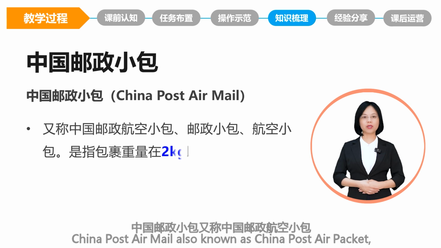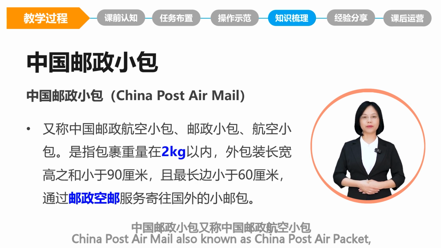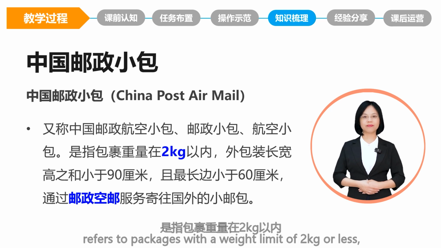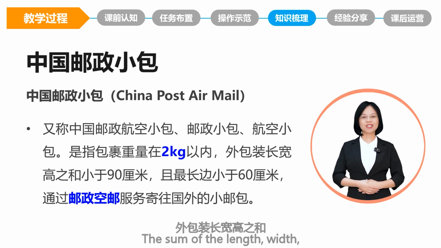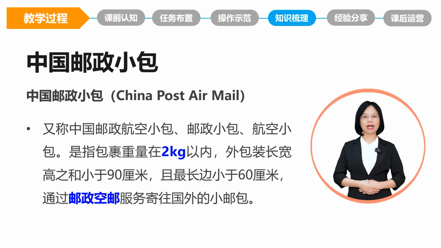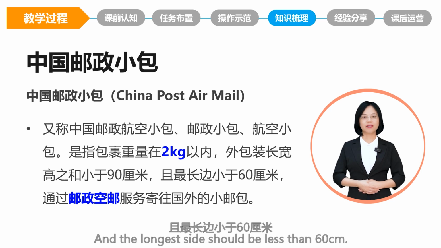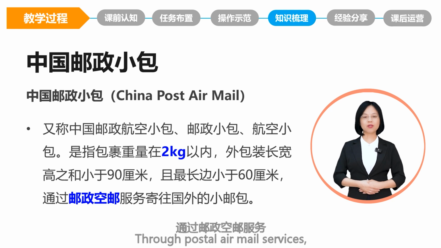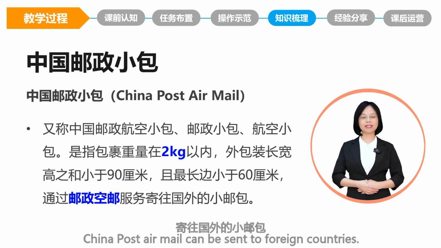China Post Airmail, also known as China Post Air Packet or Postal Packet or Airmail, refers to packets with a weight limit of 2 kg or less. The sum of the length, width, and height of the outer packaging should be less than 90 cm, and the longest side should be less than 60 cm. Through postal airmail services, China Post Airmail can be sent to foreign countries.